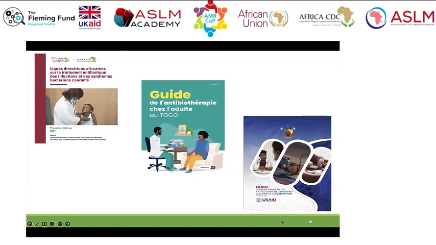For example, you have the one of the African Union on the left, supported by CDC Africa, regarding the antibiotic therapy for adults and children. Another example of an African country, Togo, in the middle, they have a guide of antibiotic therapy for adults. And also in Cameroon, we have an antibiotic therapy guide for common bacterial pathologies, which are common in Cameroon.